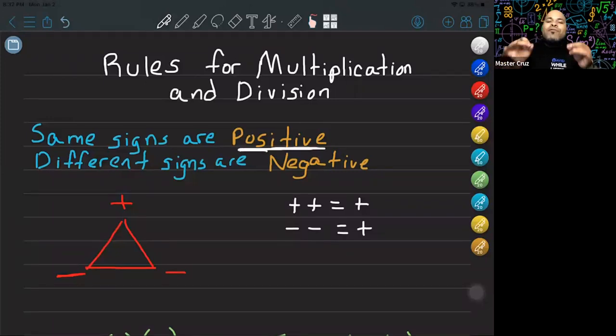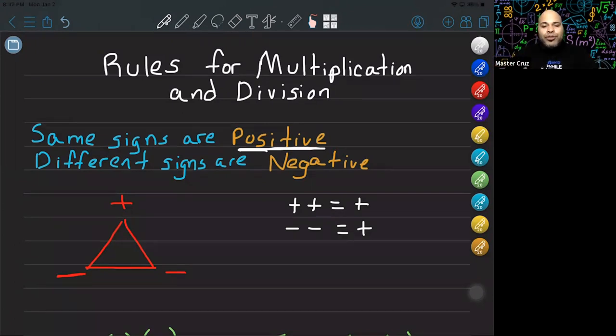Now, the tricky part here is that people confuse the rules for multiplication and division, and they apply them for adding and subtracting. And that's when you come in. If you want to master the multiplication and division signs, you need to understand that these rules are completely different than adding and subtracting.